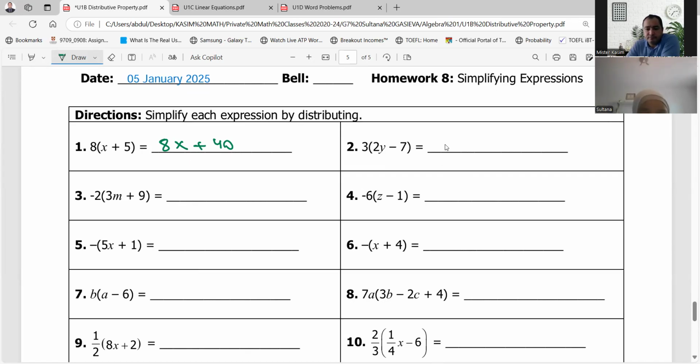Number 2. First read this. 3 times 2y minus 7 equals. First read it. 3 times 2y minus 7. 3 times 2 is 6y. You don't have to say it. Just do it. 3 times 2y minus 7 equals 6y minus 6 times, so then 42.